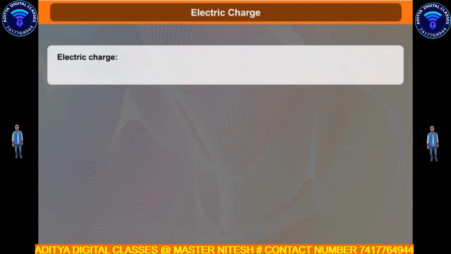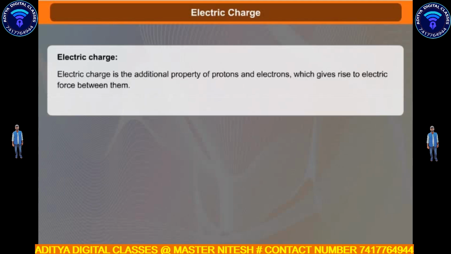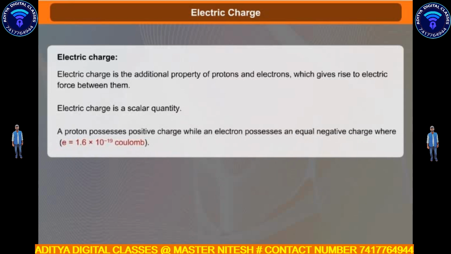Electric charge. Electric charge is the additional property of protons and electrons which gives rise to electric force between them. Electric charge is a scalar quantity. A proton possesses positive charge while an electron possesses an equal negative charge, where e is equal to 1.6 × 10^-19 coulomb.